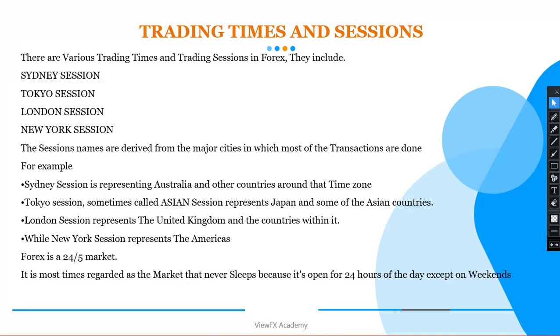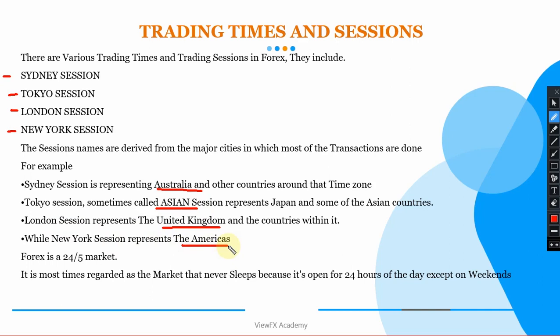We have trading times and sessions. We have Sydney, Tokyo, London, New York. These names are gotten from the countries. For example, London session is United Kingdom, Sydney, Australia, and Tokyo, Asian region. And New York is for the Americas.